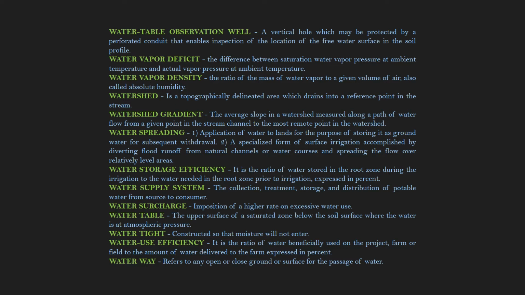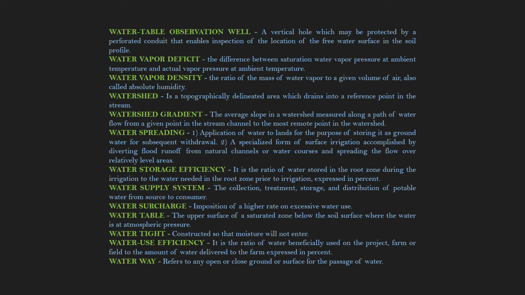Water supply system. The collection, treatment, storage, and distribution of potable water from source to consumer. Water surcharge. Imposition of a higher rate on excessive water use. Water table. The upper surface of a saturated zone below the soil surface where the water is at atmospheric pressure. Watertight. Constructed so that moisture will not enter. Water use efficiency. It is the ratio of water beneficially used on the project, farm or field to the amount of water delivered to the farm expressed in percent.